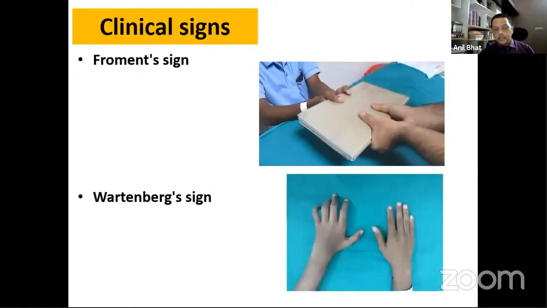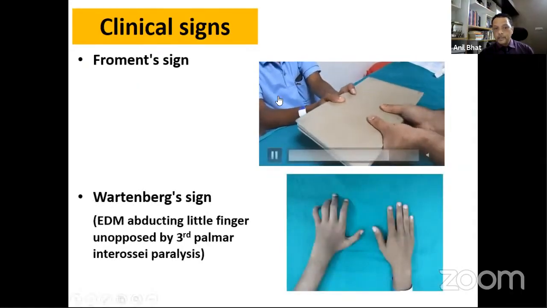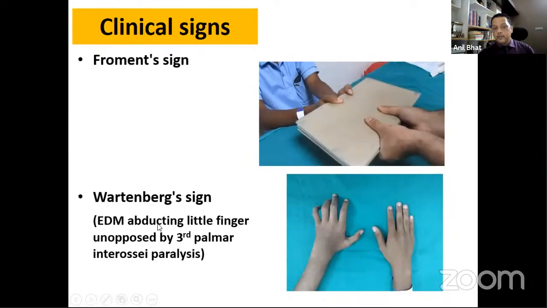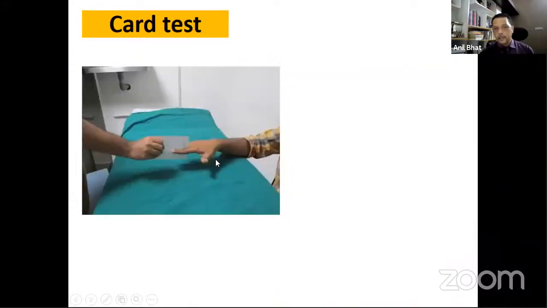The other thing you see is a Wartenberg sign. What happens is the extensor digiti minimi, which is there, will abduct the little finger here, and that is unopposed by the third palmar interossei paralysis. So what happens is that the little finger stays away like this, and this is called the Wartenberg sign.